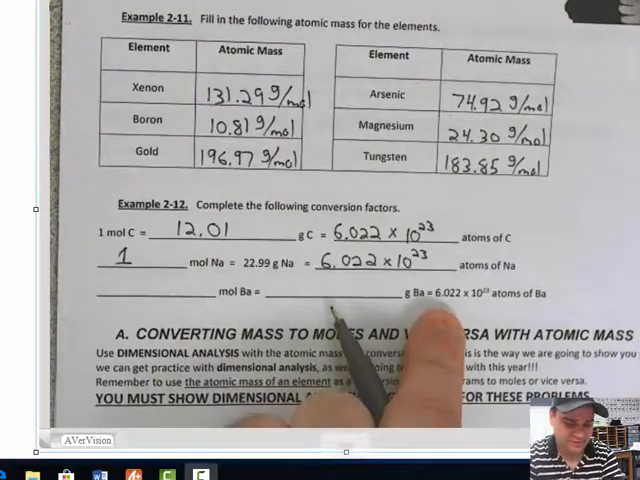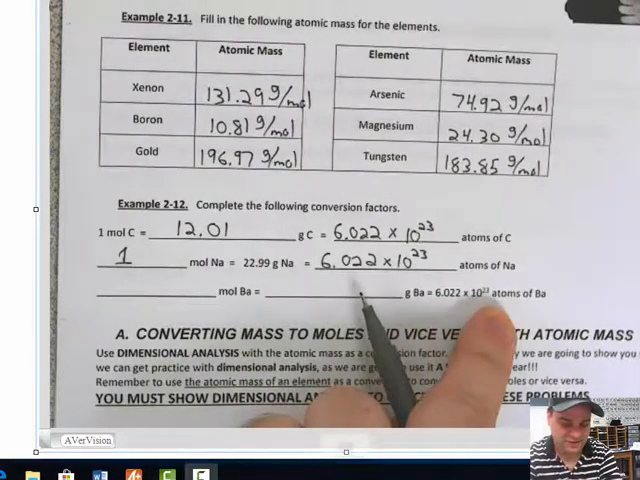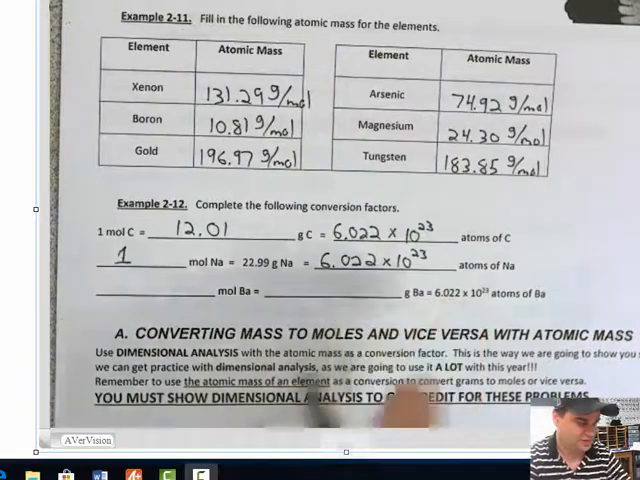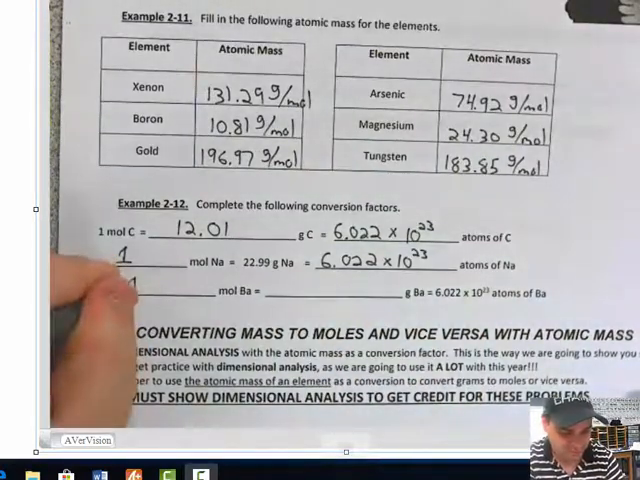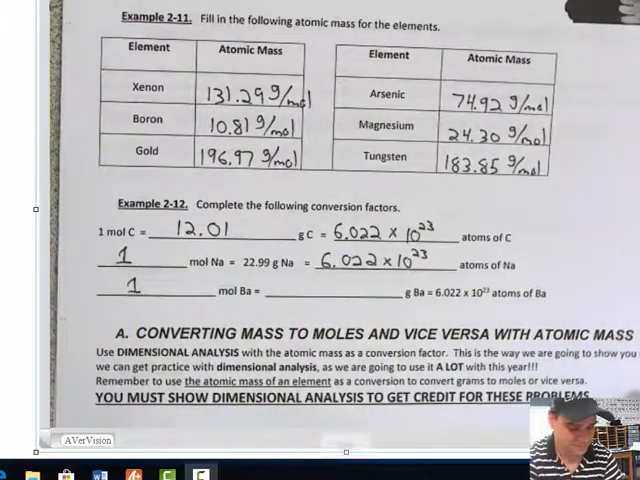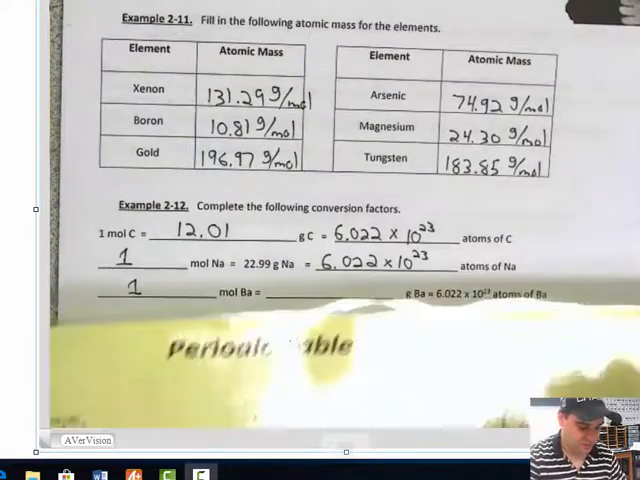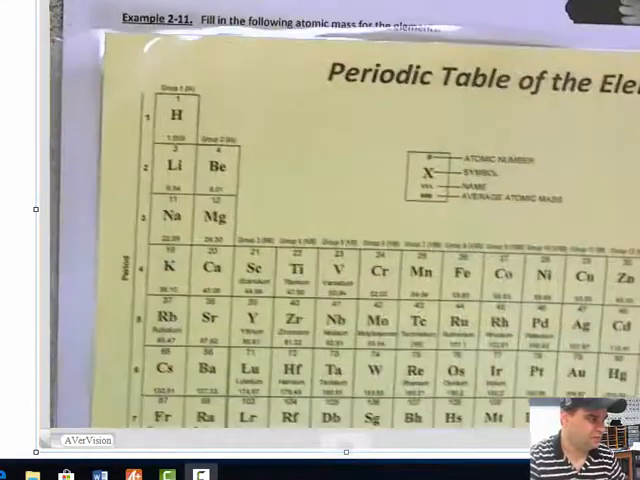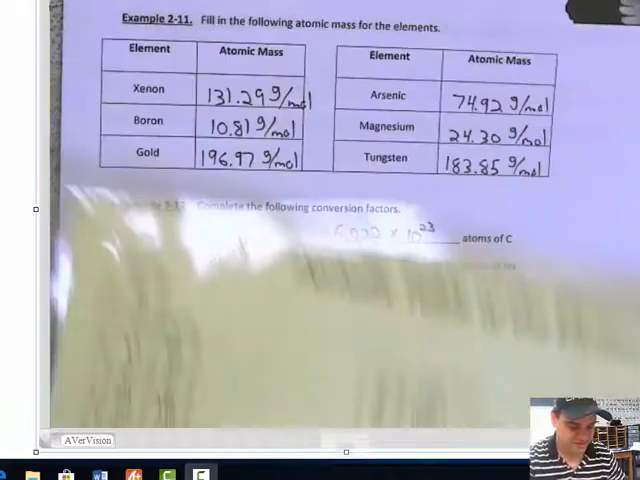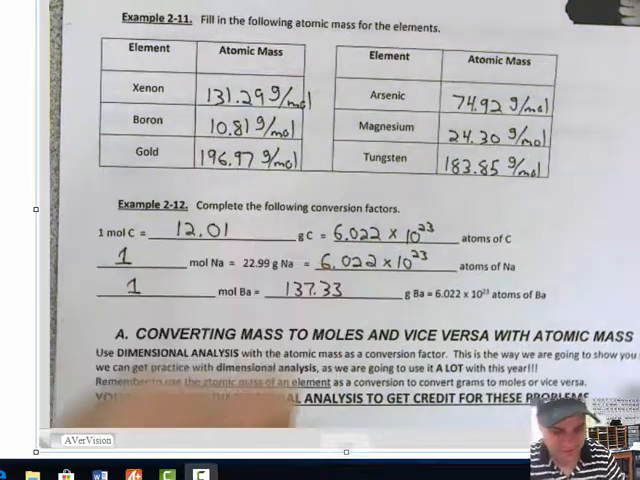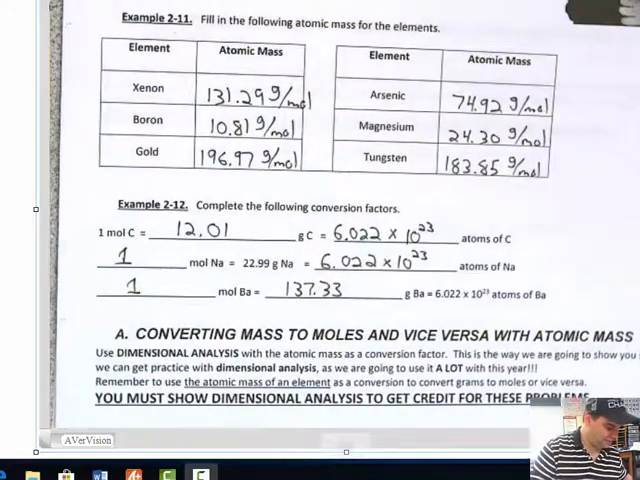Then we have 6.022 times 10 to the 23rd atoms of barium. That represents 1 mole of barium. To figure out the amount of grams in 1 mole of barium, you look up the molar mass. Barium is Ba. So this is 137.33 grams of barium.